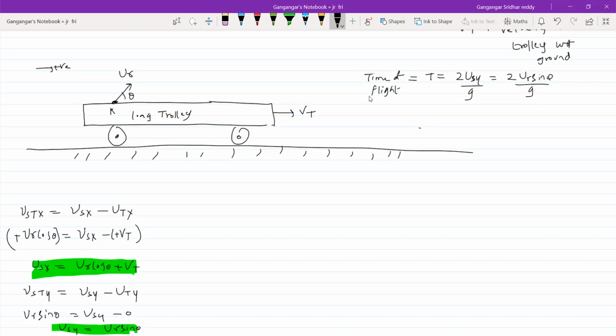So let's calculate the range of the stone with respect to ground first. The range of the stone with respect to ground.